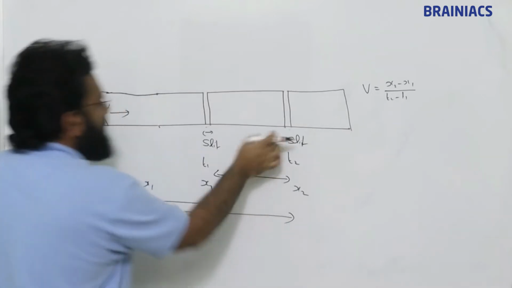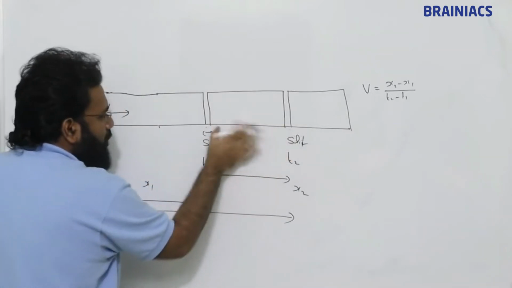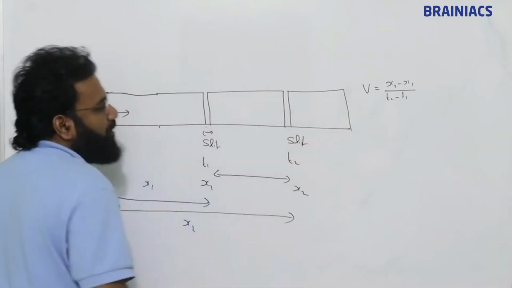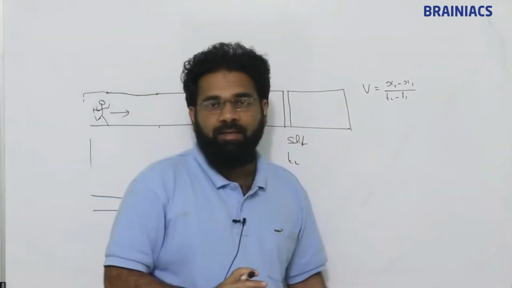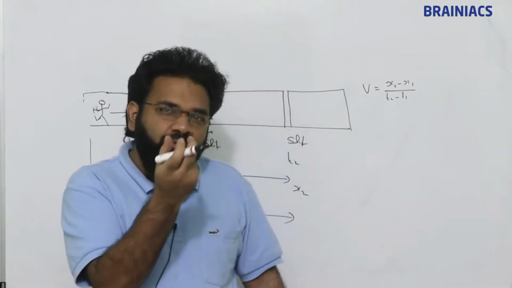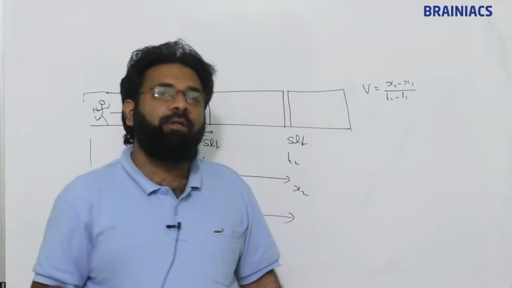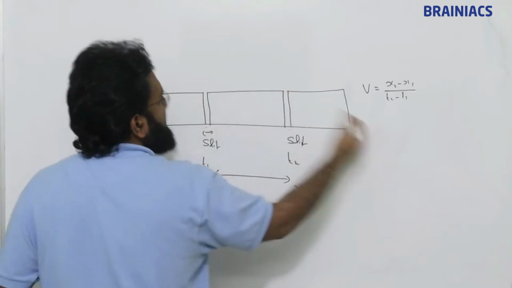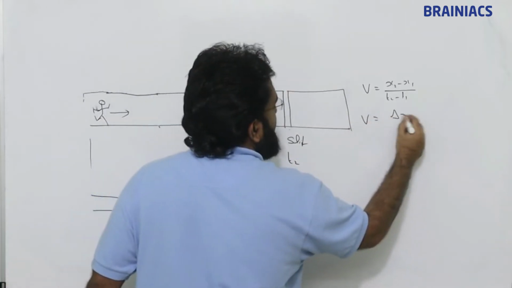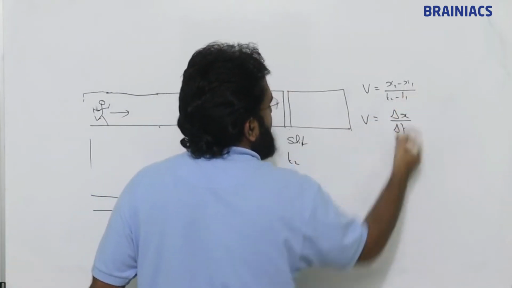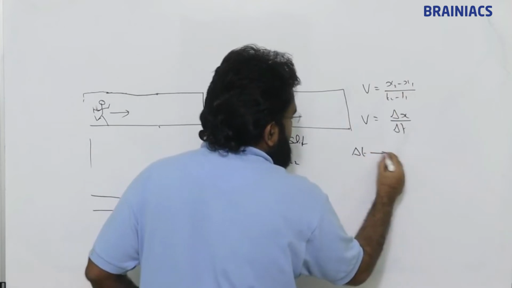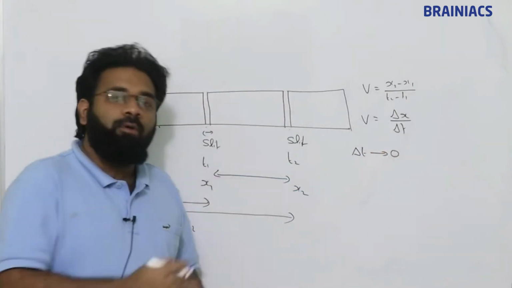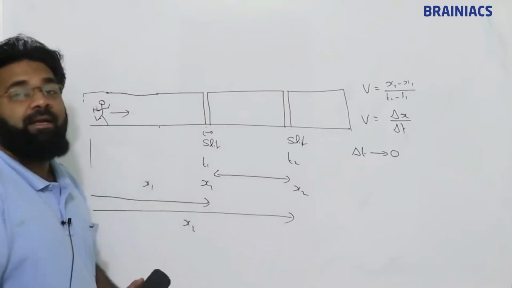Now if this distance is very large, then we will be able to predict it easily. But if that duration is very small, then we won't be able to recognize it like this, because this v is nothing but delta x by delta t. From this I can write, if delta t tends to 0, not 0, tends to 0, when it becomes 0, we cannot find that easily.